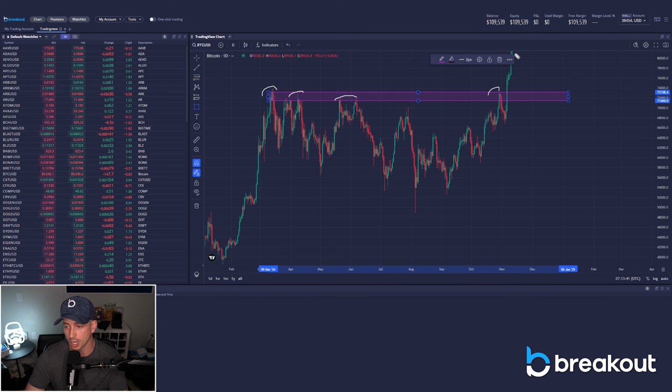Now, logic would state if we do end up coming back here, I don't know if we will, I would anticipate this potentially becoming support. What was resistance can now become support. What once was support can then become resistance. Again, nothing fancy here, just marking out what I see visually.